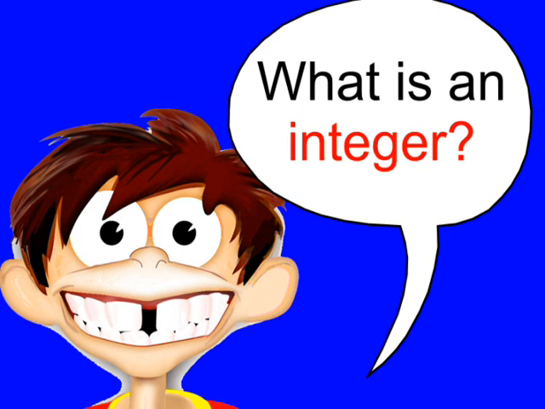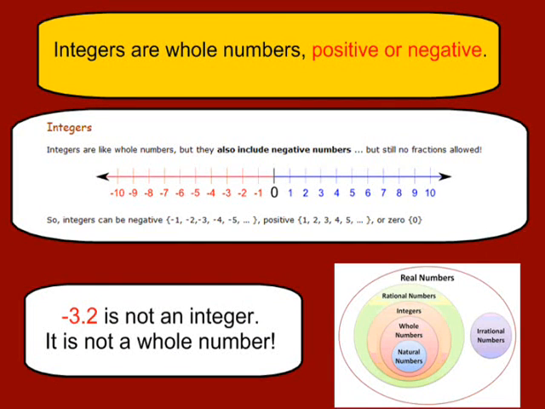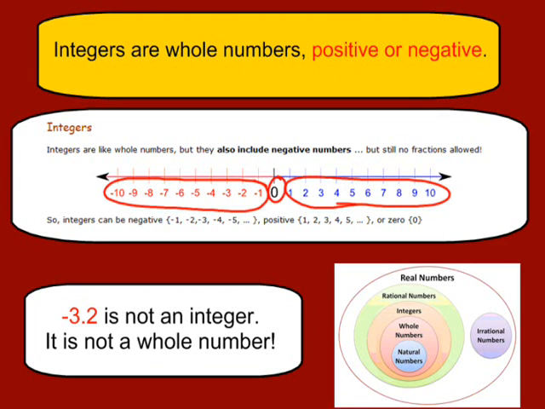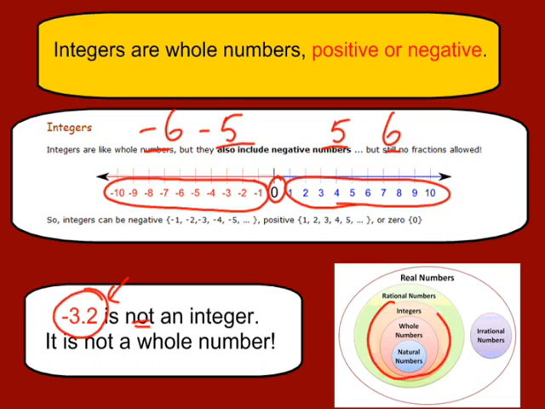The next type of number is integer. And integers are also whole numbers, but they can be positive or negative. So they would be all of the positive whole numbers and their opposites. And integers do include the number 0. So the opposite of 5 is negative 5. Both of these numbers are integers. 6 and negative 6, these are both integers. So they're whole numbers, positive or negative. Negative 3.2 is not an integer because it's not a whole number. So again, if you look at our chart, integers would include all of the whole numbers and all of the natural numbers.